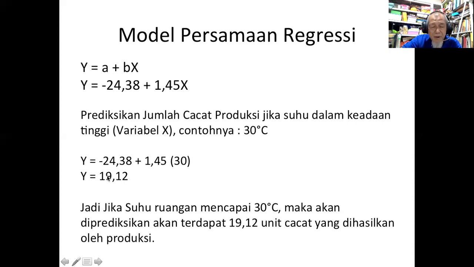This is the number of products expected to be defective when the temperature on average is 30. So when we know the temperature, we can predict the number of defective products. Here is the conclusion: if the average temperature is 30 degrees, we can predict that there might be 19.12 units of our product that will be defective. Okay, so we can predict that.